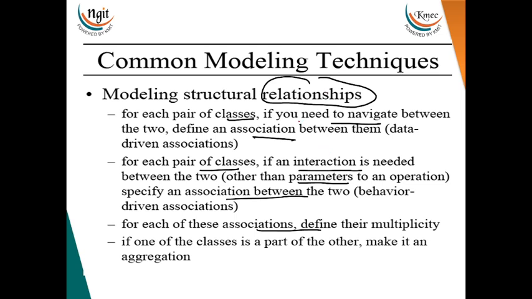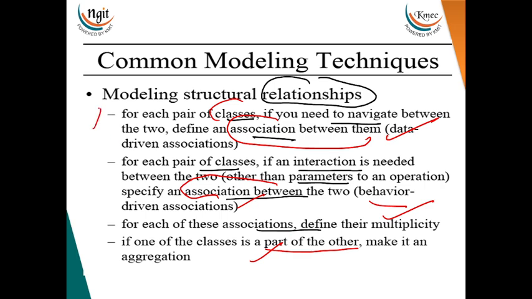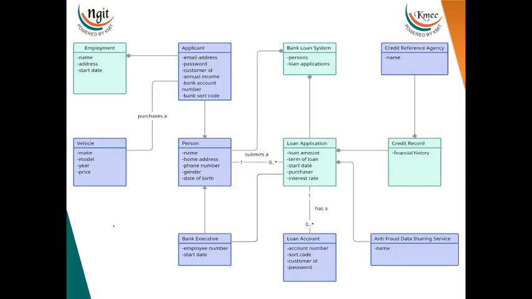Common modeling techniques, relationship. For each pair of classes, if we need to navigate between the two, define the association. There should be an association between two classes. For each pair of classes, if an interaction is needed between two, other than a parameter operation, specify the association between the two. Behavior association. This is data driven association. Navigate means data driven. If they are passing parameters, we call it a behavior association. For each of these associations, define their multiplicity. If one of the classes is part of the other, make it an aggregation. These are very common and important points.